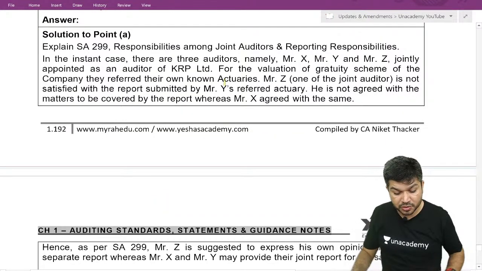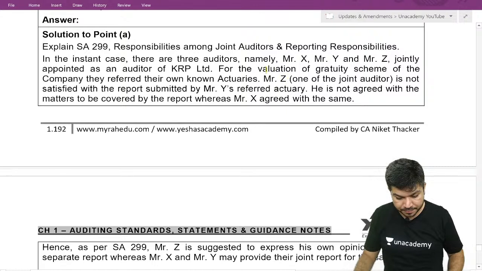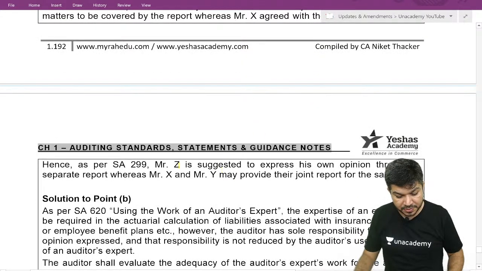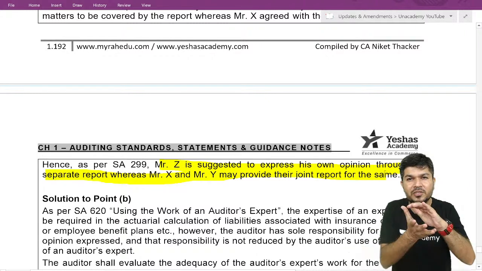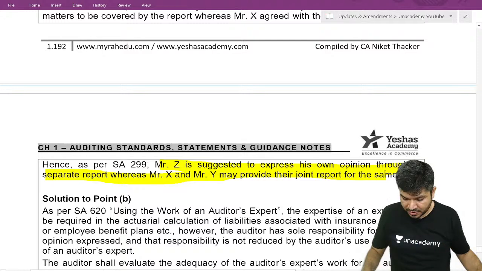Z should give his own separate report. So Z is suggested to express his own opinion through a separate report, whereas X and Y can have their own report. X and Y can come up with their one joint report. Now there's one more question asked.